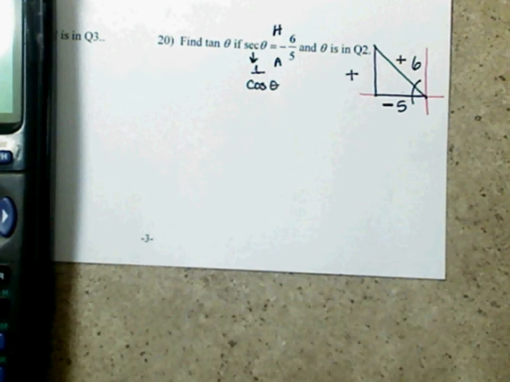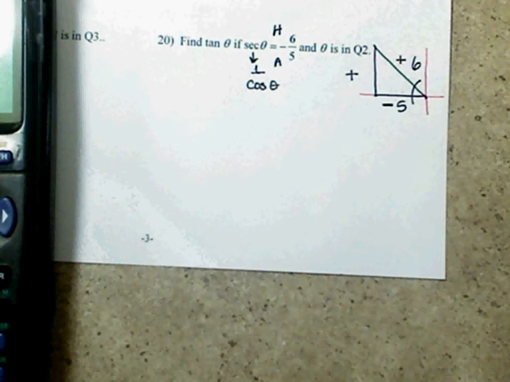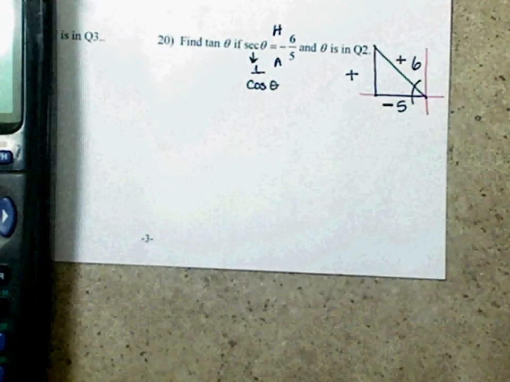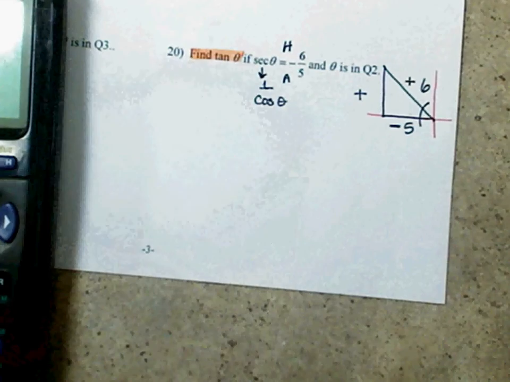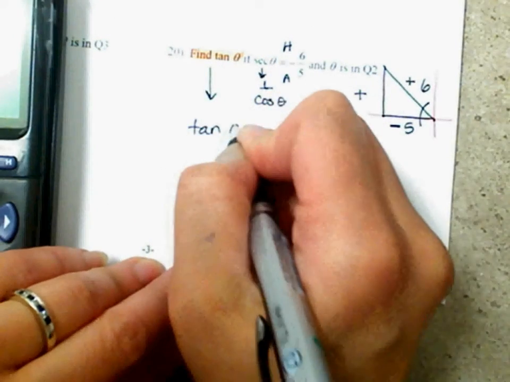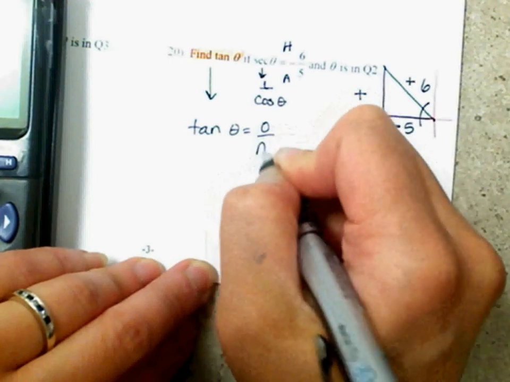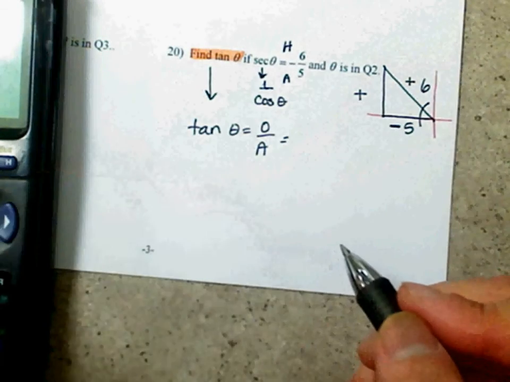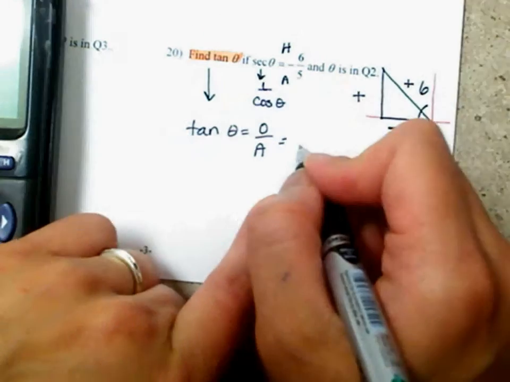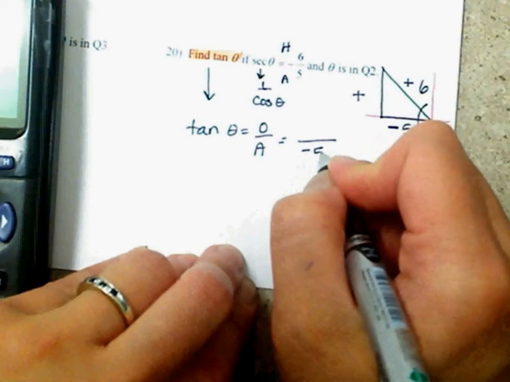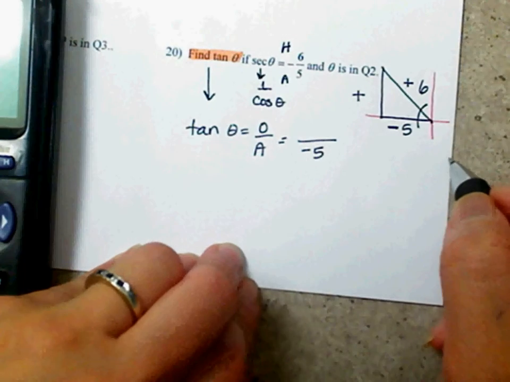So here we are trying to find your tangent theta. Okay? Let's see what we need before we do any math. So, tangent theta is opposite over your adjacent. Do we have an opposite? No. We do have an adjacent, which is negative 5. So we're going to have to use our Pythagorean theorem. I'm going to call this one A, because my B looks like a 6.